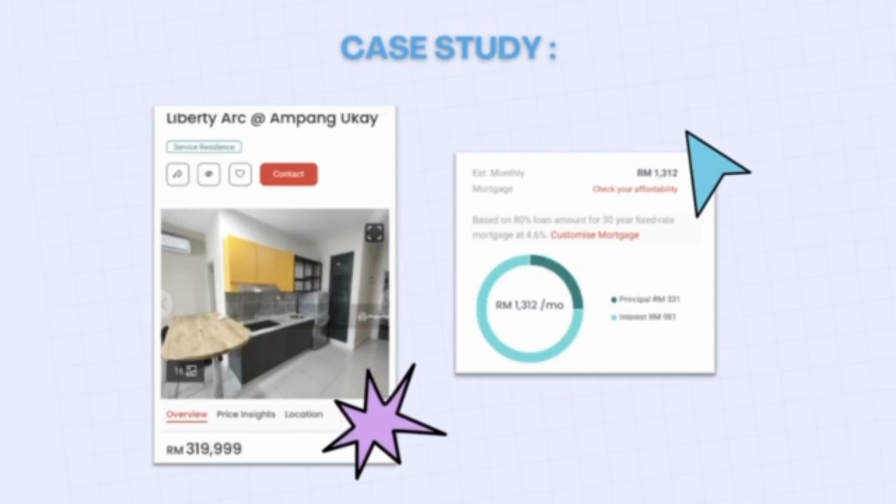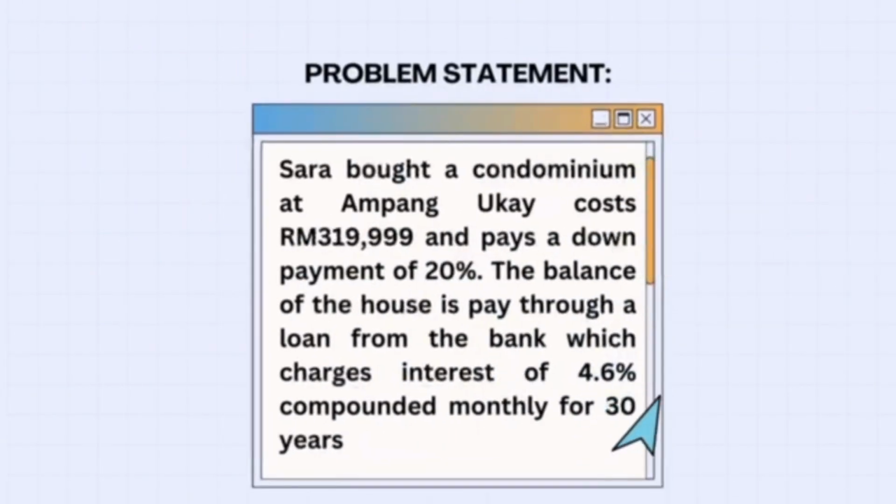For the first case study, which is annuity, the problem statement is: Sarah bought a condominium at Ampang, UK, costing RM319,999 and pays a down payment of 20%. The balance of the house is paid through a loan from the bank, which charges interest of 4.6% compounded monthly for 30 years.